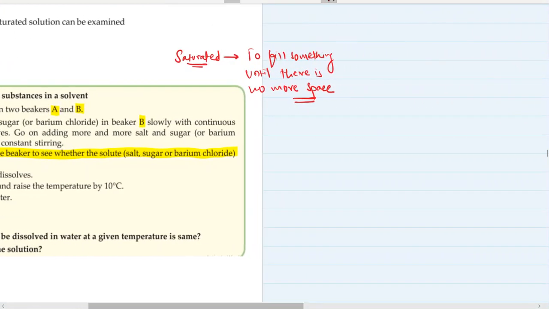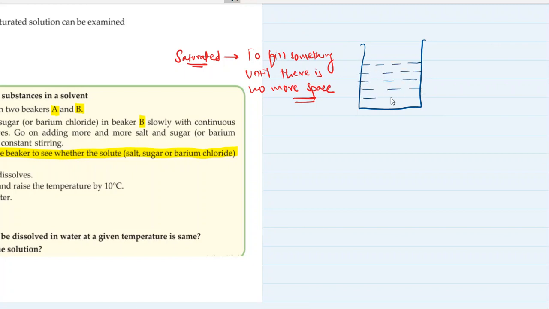Just imagine that you have a container, a beaker or something like that, and you have water in it. Just look at a small part of this water which is present in the beaker, in which I have dissolved the maximum amount of solute, sugar or salt or whatever. So what happens is there are water molecules.